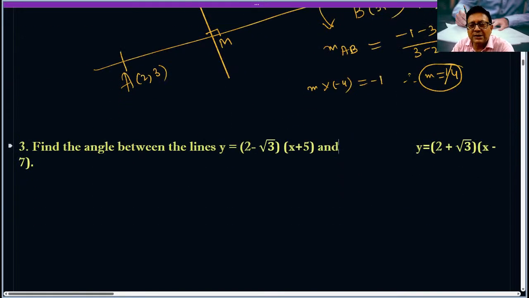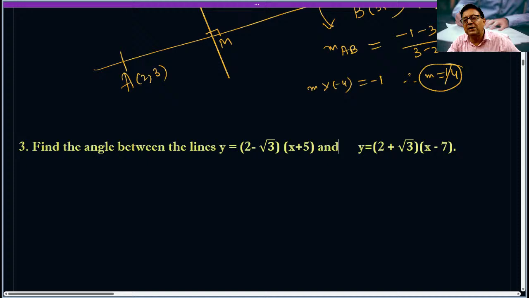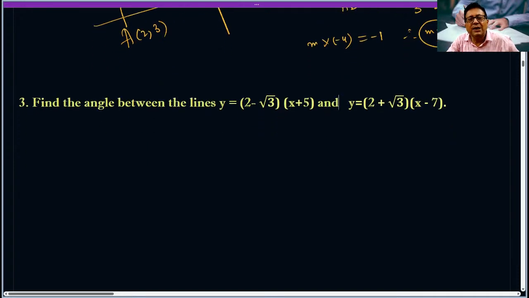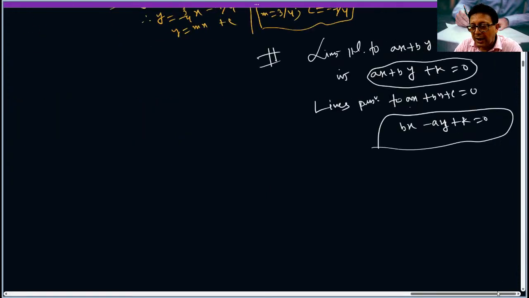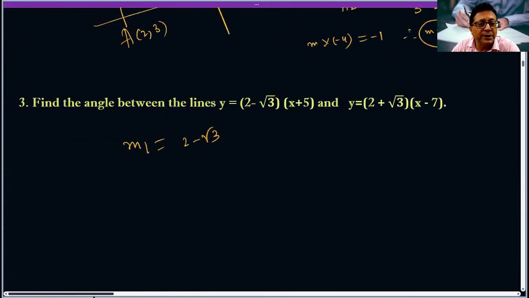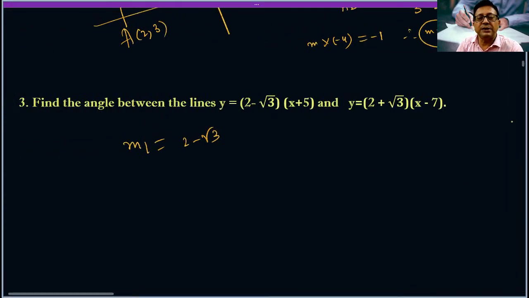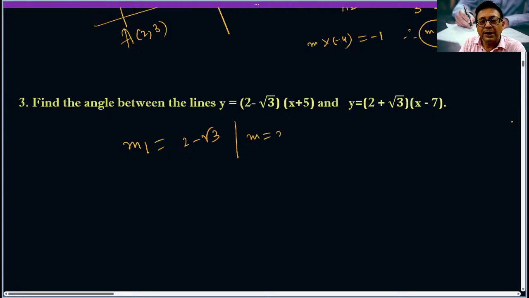Find the angle between the lines given by this. You could have completed before I do it here. I have shared it already. m1 is what? 2 minus root 3, and m2 we need to compare with y equal to mx plus c. m1 is 2 minus root 3, m2 is 2 plus root 3. Angle between two lines is always one acute, one obtuse. So write the acute angle.